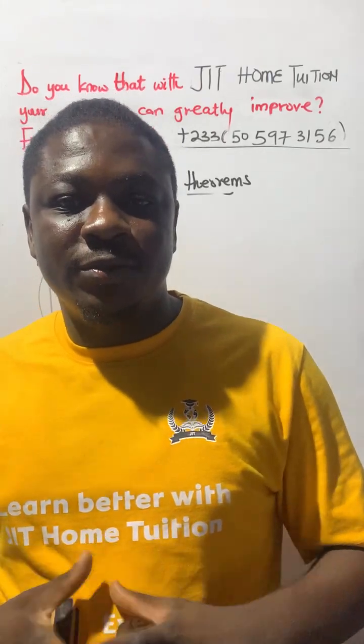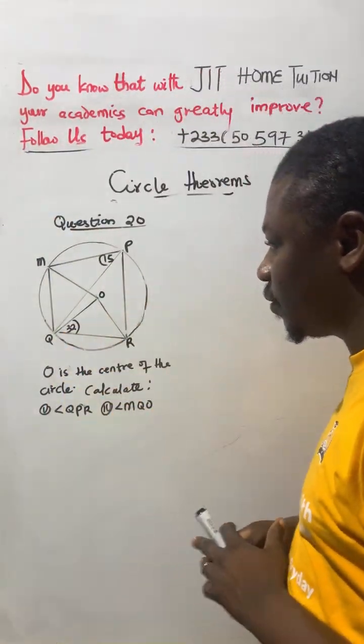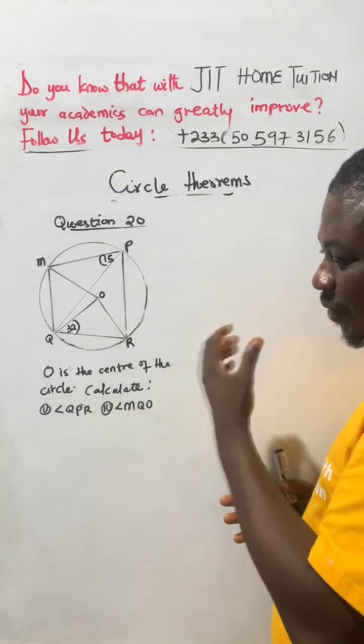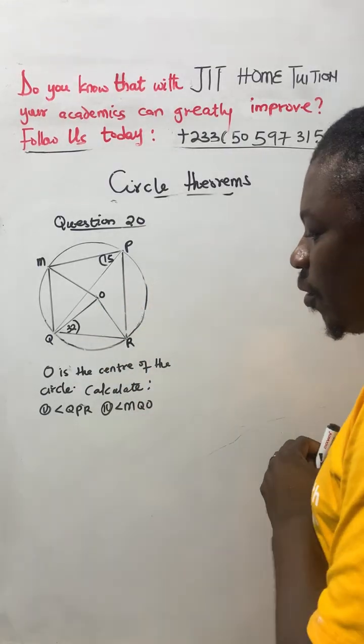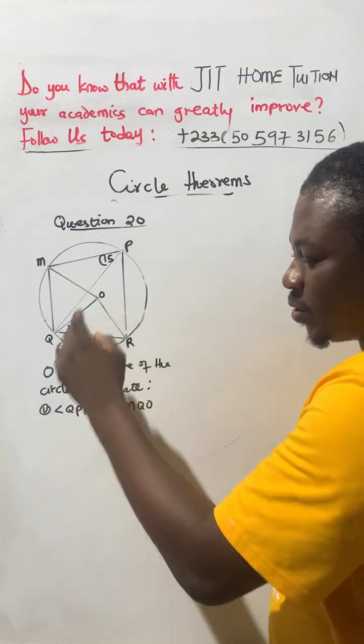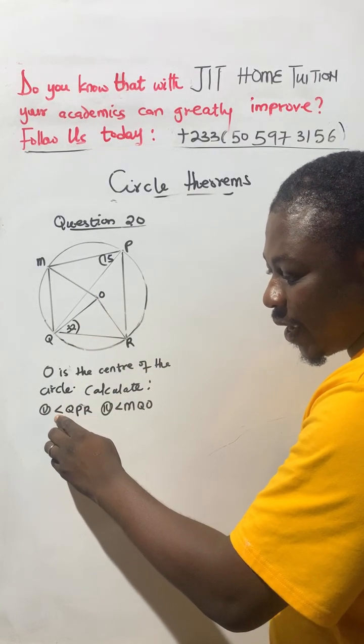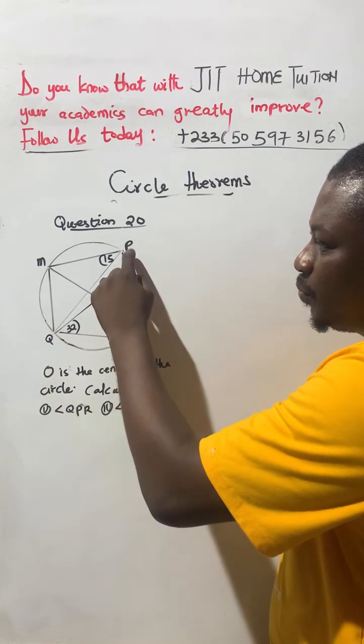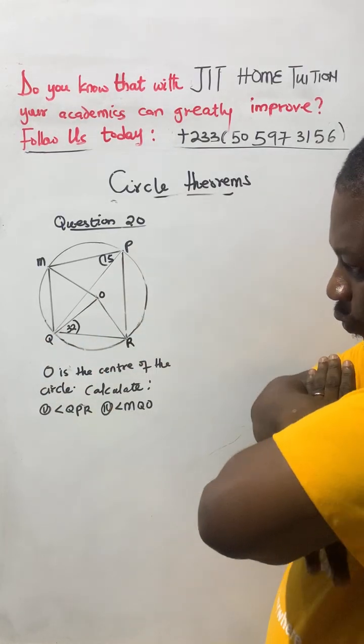Welcome to today's session. Today we have this question on the board to solve. It looks a little bit sophisticated, but let's look at how to go about it. The question says that O is the center and they want us to find angle QPR. So how do we go about it?